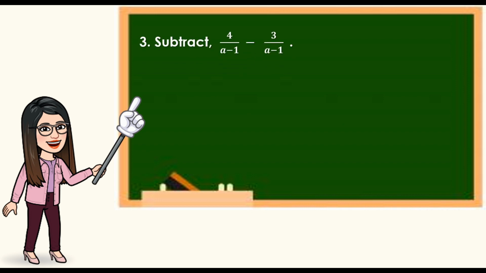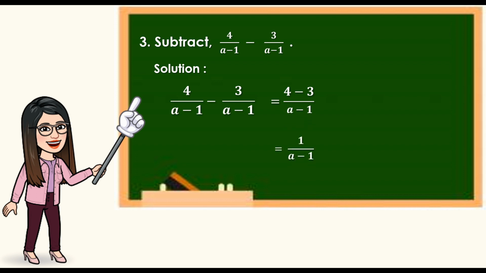Let us continue. Subtract 4 over a minus 1 minus 3 all over a minus 1. This is very easy. Just copy the given. It's 4 over a minus 1 minus 3 all over a minus 1 equals 4 minus 3 all over a minus 1. Let us simplify. 4 minus 3 is 1 all over a minus 1. And this is our final answer.